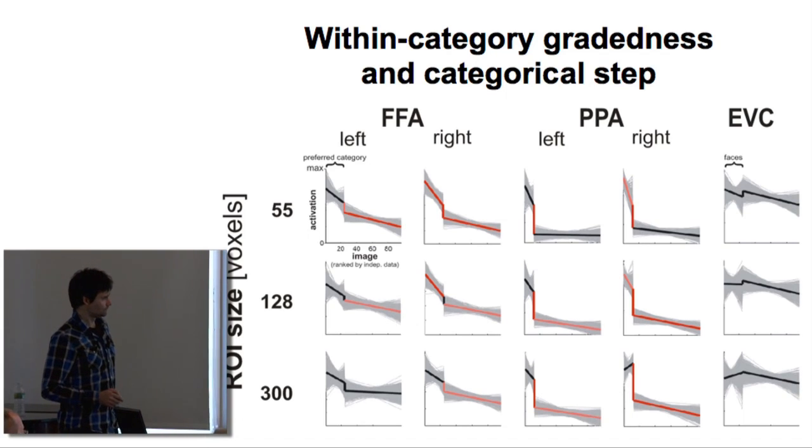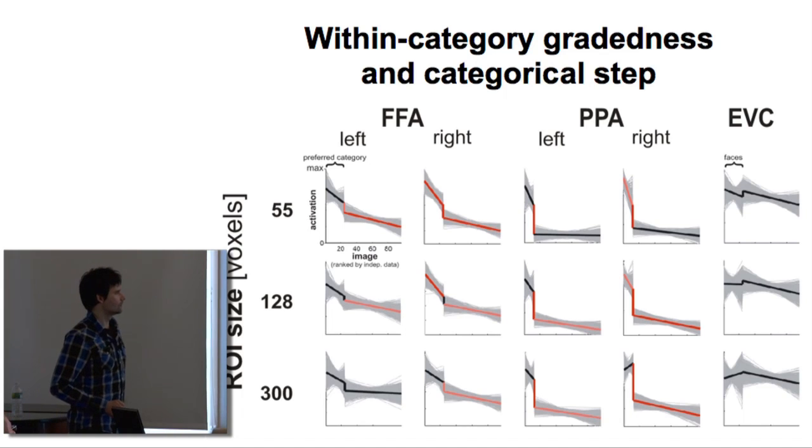What is most prominent is this clear and highly significant step for PPA, left and right, and pretty consistent gradedness in the preferred and non-preferred for the right FFA. But in the left FFA it is a little bit less clear, especially for the faces.